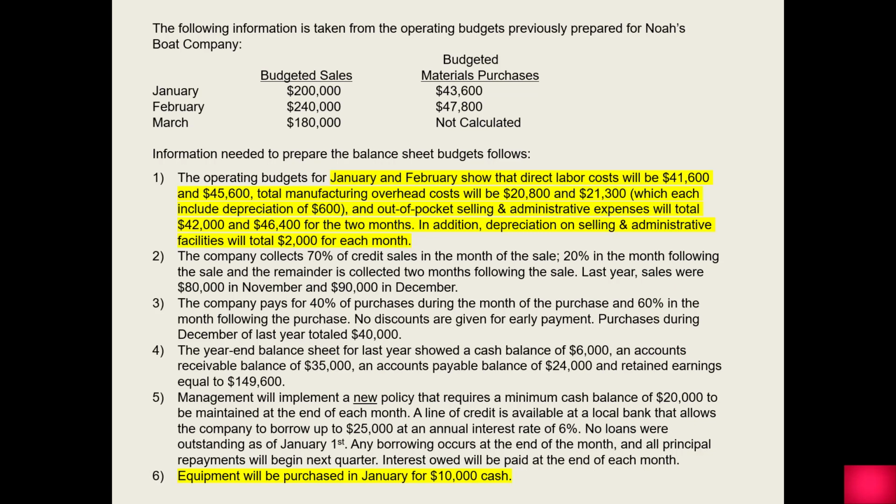Direct labor costs in January are $41,600. Manufacturing overhead during January is $20,800, which includes depreciation of $600. We have out-of-pocket selling and administrative cost of $42,000 during January, and depreciation on selling and administrative facilities of $2,000 per month. Also note that equipment will be purchased in January for $10,000 cash. I went through and identified in the information provided what would affect cash disbursements.